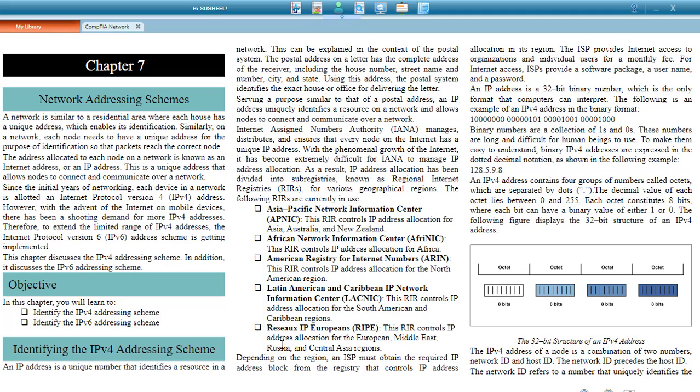Identifying the IPv4 addressing scheme. An IP address is a unique number that identifies a resource in a network. This can be explained in the context of the postal system. The postal address on a letter has the complete address of the receiver, including the house number, street name and number, city, and state. Using this address, the postal system identifies the exact house or office for delivering the letter. Serving a purpose similar to that of a postal address, an IP address uniquely identifies a resource on a network and allows nodes to connect and communicate over a network.